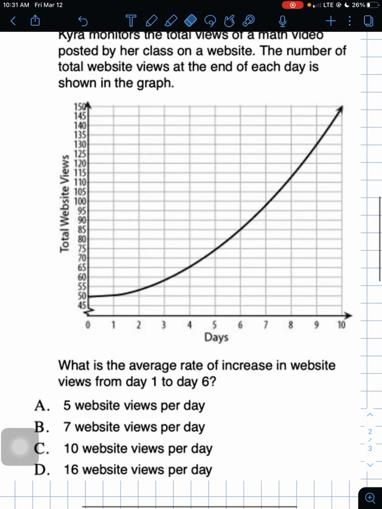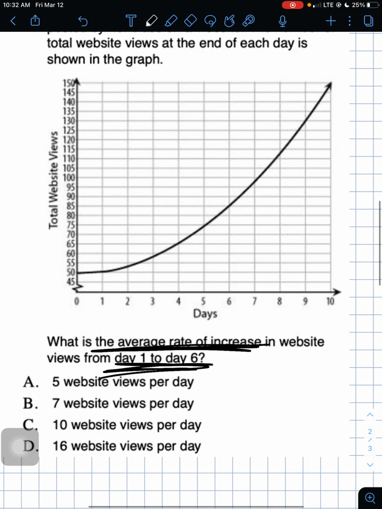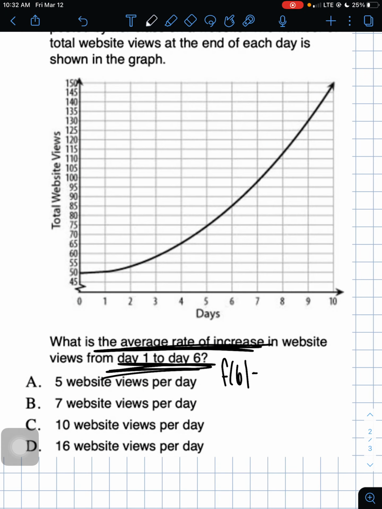So this question down here is about Kyra. She's monitoring the total amount of views on a math video posted by her class. So it's telling us the views at the end of the day is shown on the graph below. They want us to figure out what is the average rate of increase from day 1 to day 6. So what do we need to do to set this up? What we're going to do is f of 6 minus f of 1. That's our first step, you guys. And then what should I put in my denominator? What should go down here? 6 minus 1.